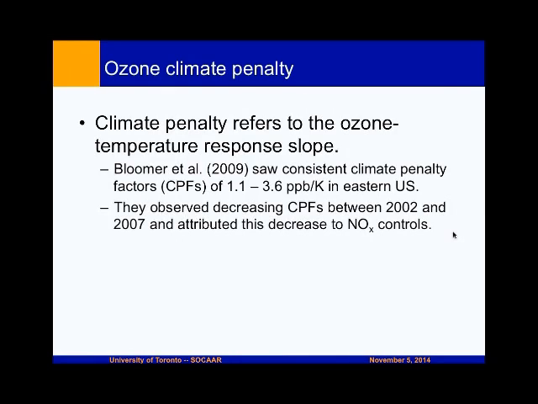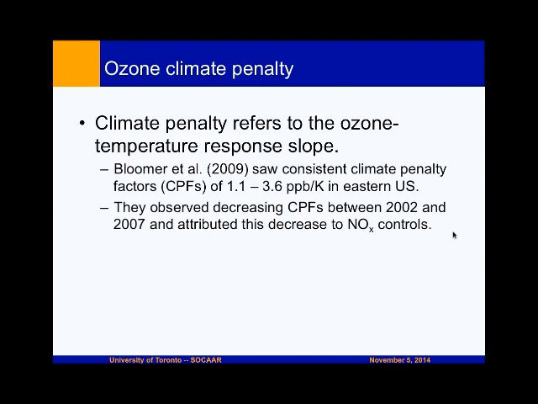So we do expect that in a warming climate, ozone would increase. And this is generally referred to as ozone climate penalty, because this is a penalty that we expect to pay for a warmer climate. So it's a side effect of global warming.